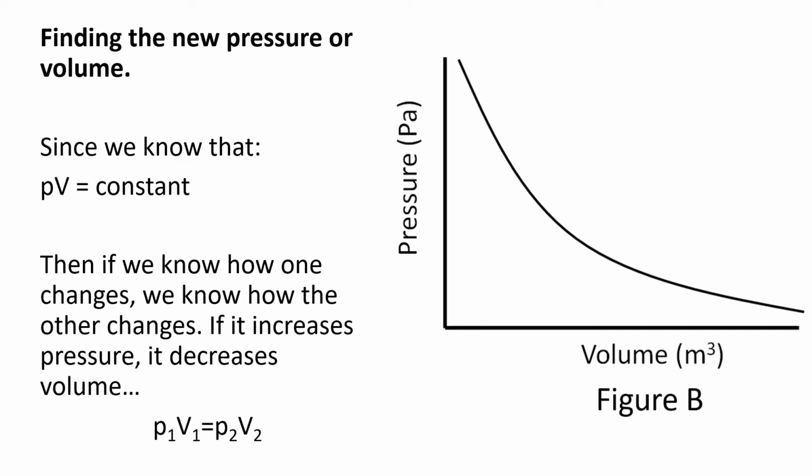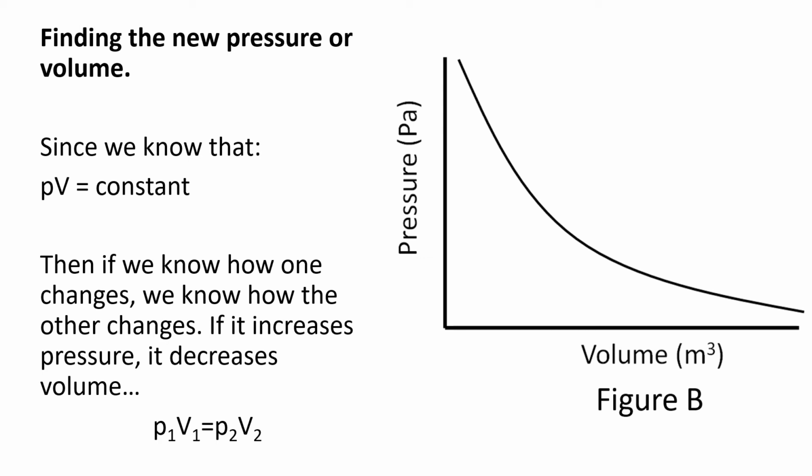Finding the new pressure or volume. Since we know that the pressure multiplied by the volume is constant, then if we know how one changes, we know how the other changes. If it increases pressure, it decreases volume. And we can say that the pressure at the start multiplied by the volume at the start is equal to the pressure at the end multiplied by the volume at the end. That's given by P1V1 equals P2V2.